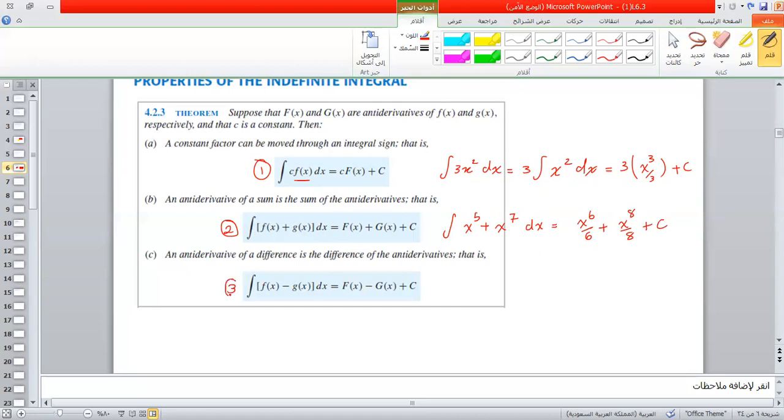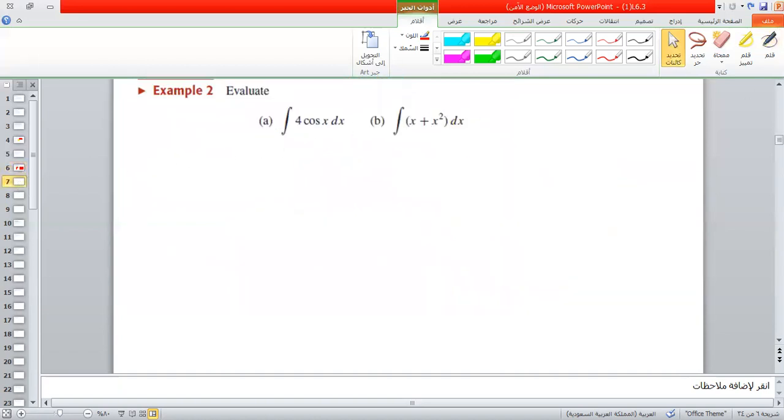The third property is also for subtraction, for the difference. If we have the same function, x to the power of 5, but minus x to the power of 7 dx, it's going to be x to the power of 6 over 6 minus x to the power of 8 over 8 and then plus c. This is all for yesterday, and we solved these questions.